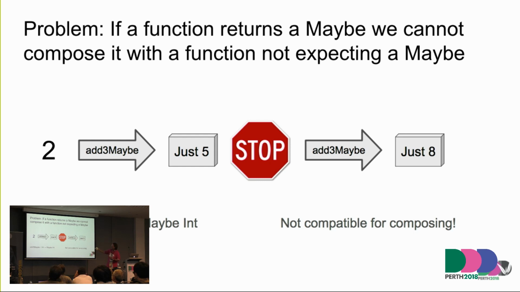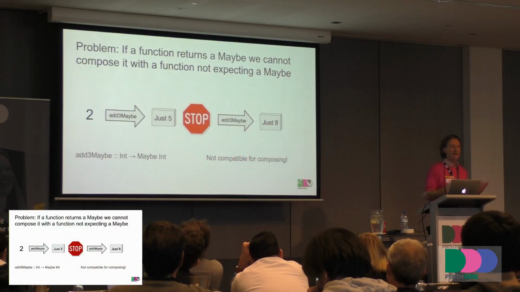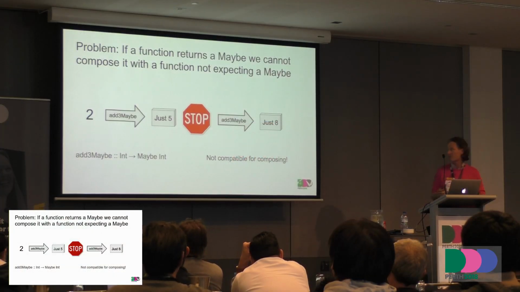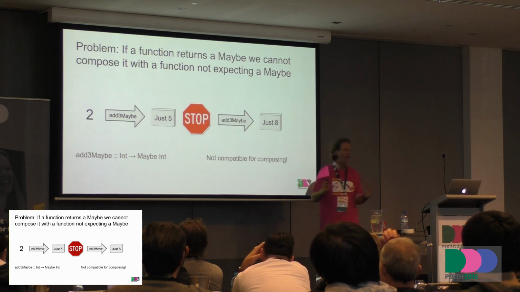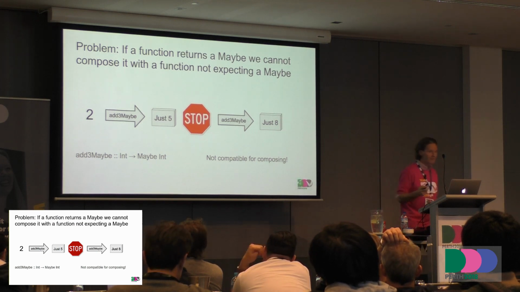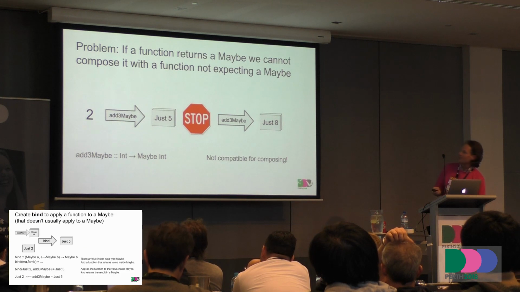But now we want to put that into our next function here, add 3, to get just 8. But wait a sec, this add 3 function expects an integer, like 2 or 5. And here we've only got a just 5. So they won't work together. We can't compose our functions. This is a problem. They're not compatible for composing. And composition is a core element of functional programming. You want to be able to do that. So how can we get around this problem?